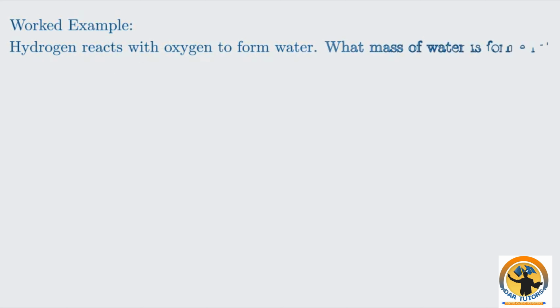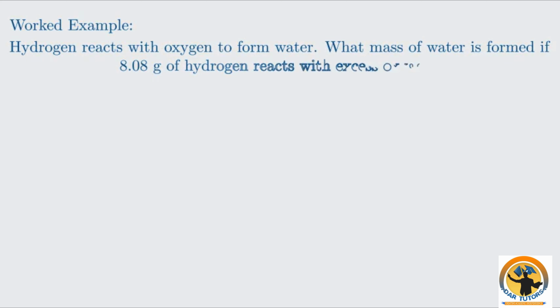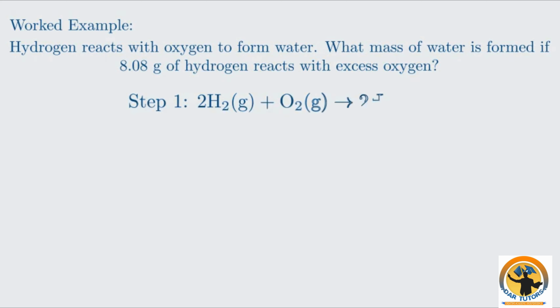Let's work through an example. What mass of water is formed when 8.08 grams of hydrogen gas reacts with an excess of oxygen? Step 1 is to write the balanced equation. Hydrogen plus oxygen gives water, which balances to 2H2 plus O2 yields 2H2O. So 2H2 plus O2 yields 2H2O.